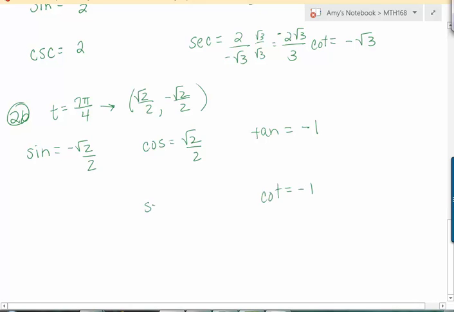The reciprocal of cosine and the reciprocal of sine. So this is going to be 2 over the square root of 2, which is going to be 2 square roots of 2 over 2, which simplifies to the square root of 2. And of course, you've done that work here. You're going to just do the same work here. It's just going to be a negative.